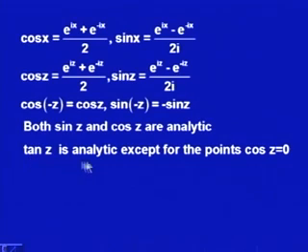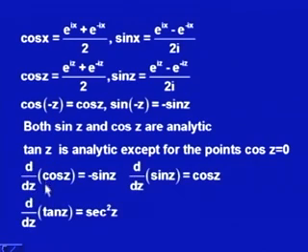Further, tan z is analytic except at the points where cos z becomes 0, because at those points tangent z will not be defined. So d by dz of cos z is equal to minus sin z. One can easily differentiate this, and using this formula d by dz of sin z comes out to be cos z. One can again write tangent z as sin z upon cos z, and with some simplifications and manipulations one can obtain d by dz of tangent z equal to sec square z.